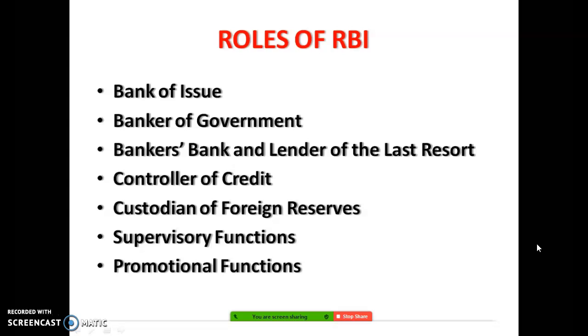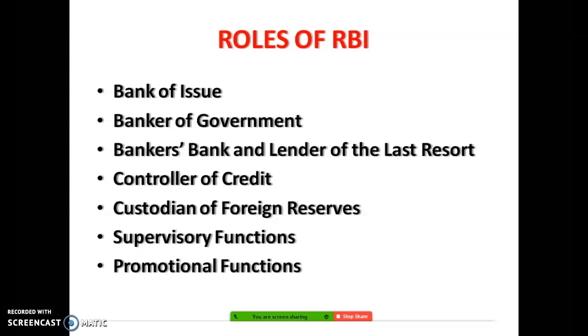So whenever the banks require monetary funds, it can give loans to the banks. At the same time, the RBI also takes loans from the banks. Repo rate, reverse repo rate, as well as the SLR, statutory liquidity ratio, are also measured, and they always monitor the performance of the banks. So that is the reason RBI is called the regulatory body of the banking system in India.